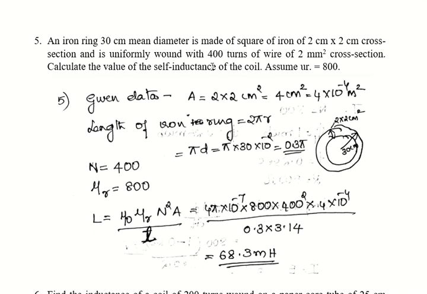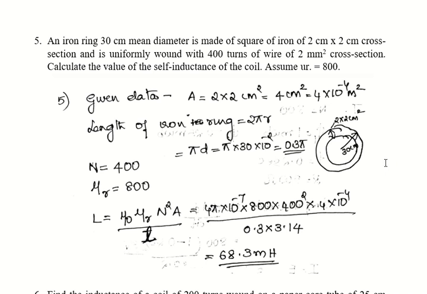Iron ring 30 cm diameter. So the diameter of the iron ring is 30 cm. Diameter of the iron ring means you are able to get the length of the iron ring, 2πr. Using this equation you can find the length of the iron ring, because this is the diameter of this ring. If you expand this ring you will get the length.